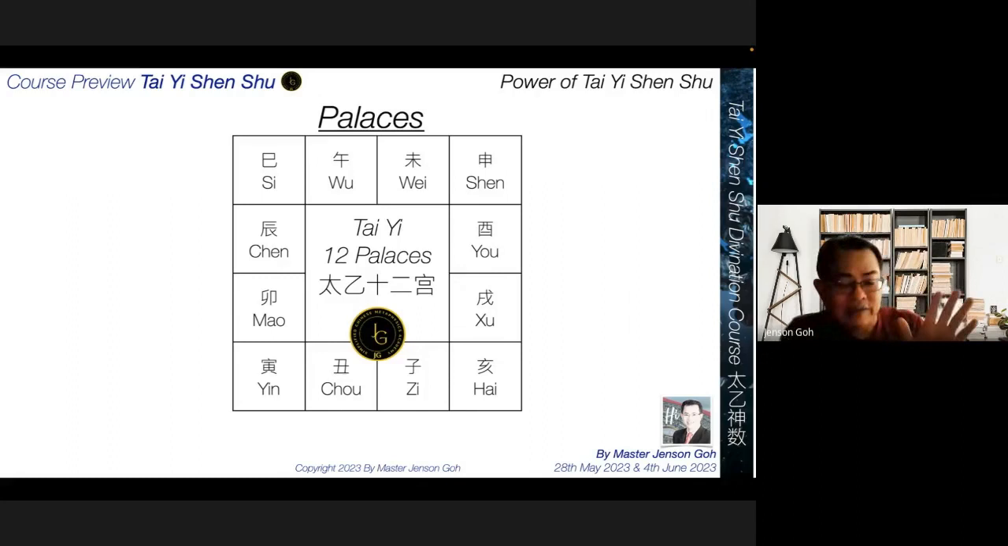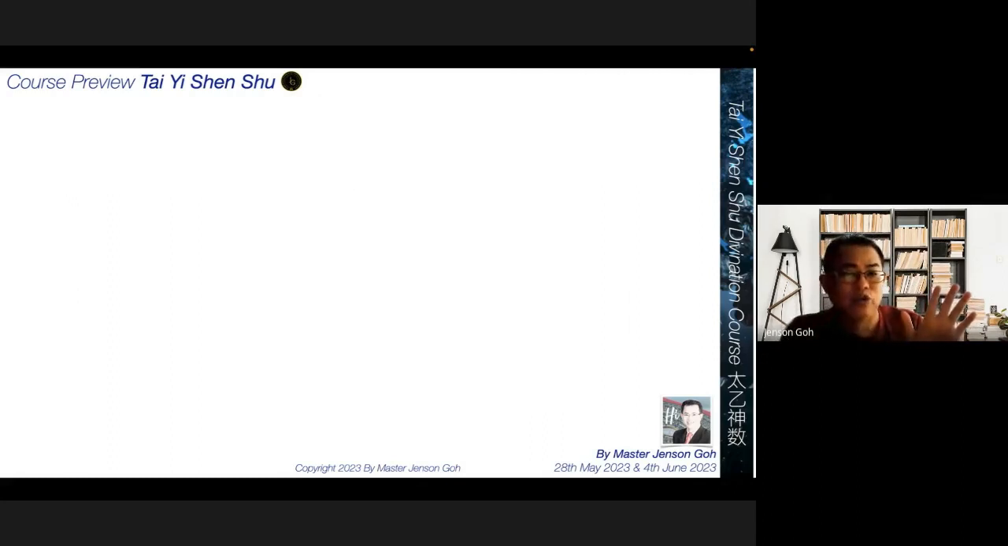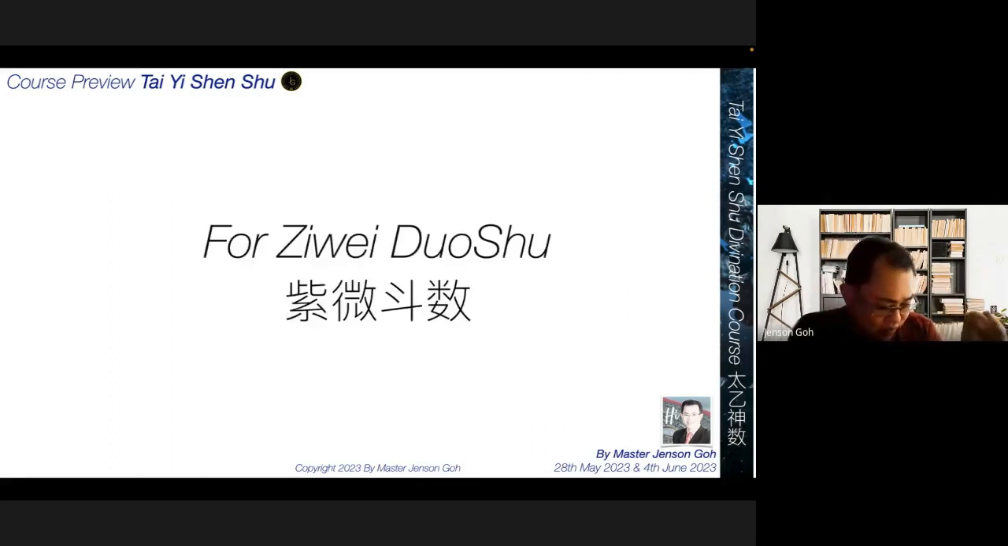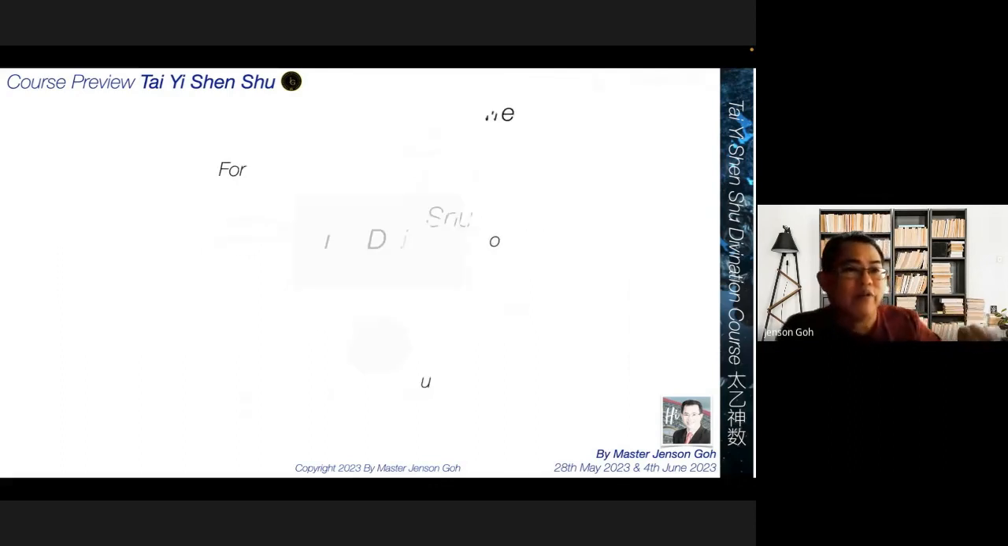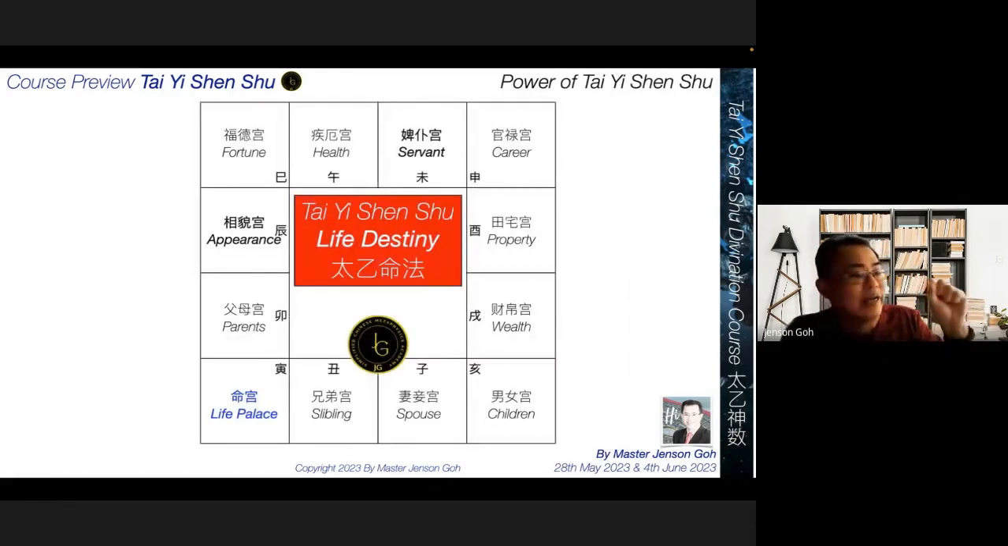And for those who learn Zi Wei Dou Shu, you will find that the Tai Yi Shen Shu, the life destiny, or we call it Tai Yi Ming Fa, also has quite similar palaces. The sequence and arrangement is similar only in the parents' palace, the life palace, the sibling palace, the spouse palace, and the children palace. These 5 palaces are the same. The rest is not in the same sequence as Zi Wei Dou Shu.